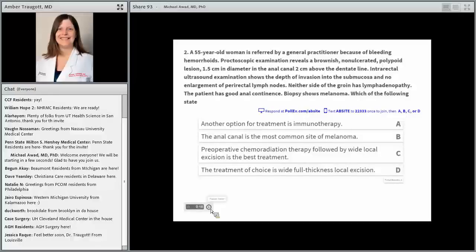Another option for treatment is immunotherapy. Anal canal is the most common site of melanoma. Preoperative chemoradiation followed by wide local excision is the best treatment, or the treatment of choice is wide, full-thickness local excision.